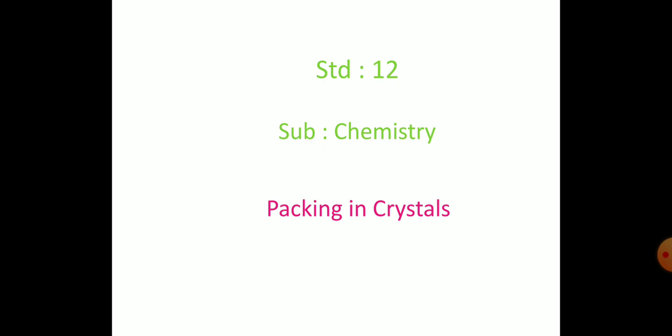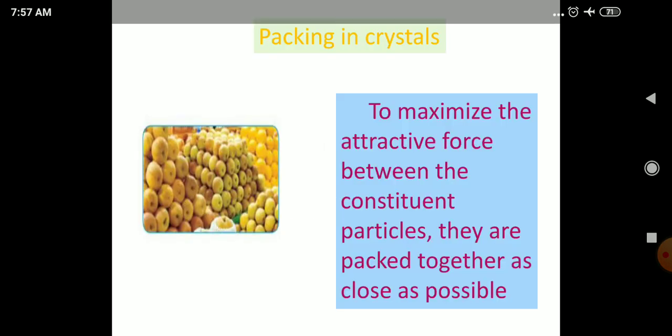Students, in the 12th Standard Chemistry, we have been discussing unit number 6, Solid State. And in that lesson, the concept we are going to discuss today is packing in crystals. We are going to learn how the constituent particles like atoms, molecules or ions in a crystal are arranged, the manner in which they are held together. That will be discussed under the heading packing in crystals. Is it clear? So what is the concept of today's video lesson? Packing in crystals.